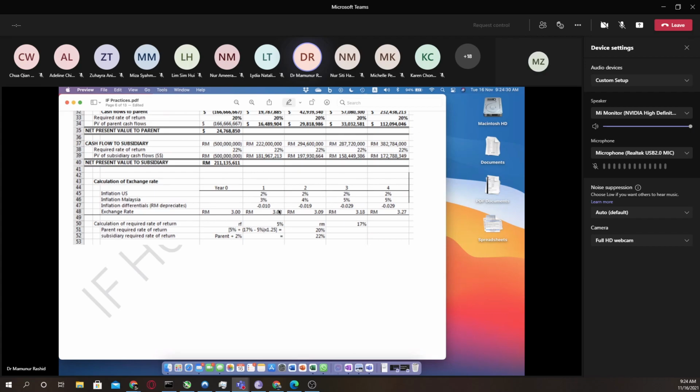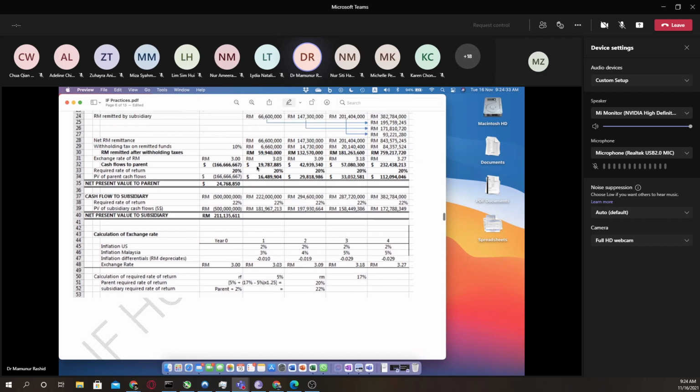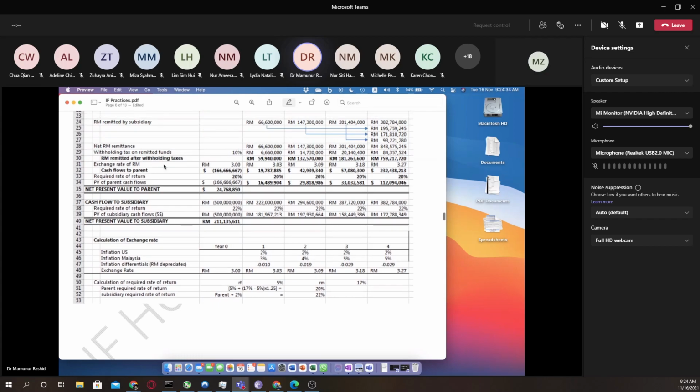Now you see these figures are taken here. Let me take you through this. Exchange rate 3 in the 0 year, 3.03 first, 3.09 second, 3.18 third, and 3.27 fourth. Okay, after the exchange rate, now for the cash flow to the parent, just multiply by the exchange rate and you will get the figure. So 19.78 in the first, 42.939, 57, and 232.